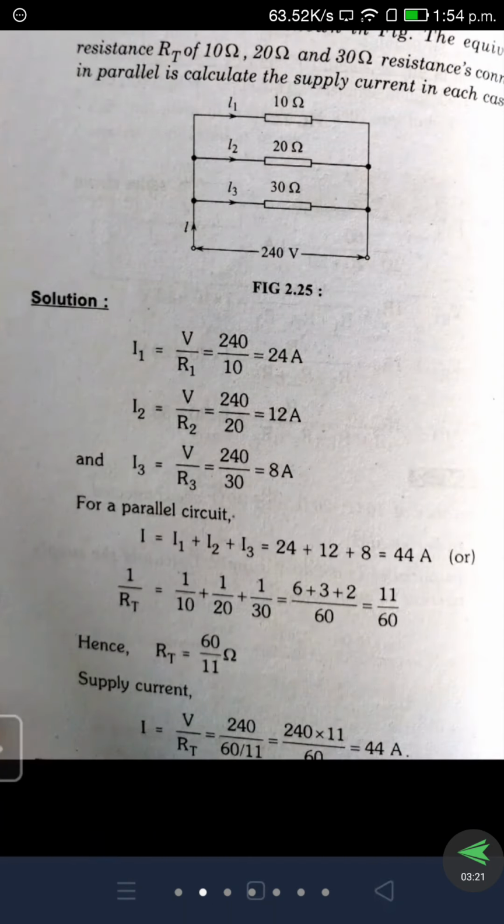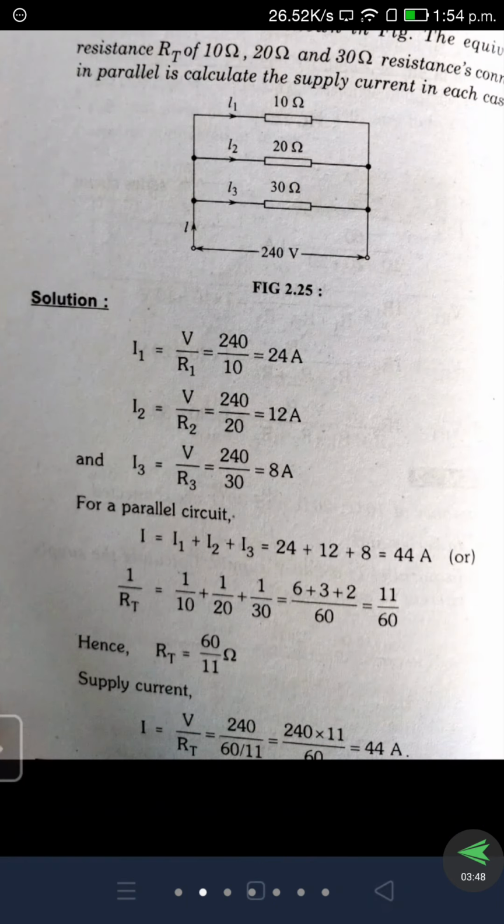To find the I value, the voltage value and resistor value are sufficient, because I is equal to V by R is the formula. The V value is given. In a parallel circuit the voltage is constant, so for I1, I2, I3, V is 240. The R values are already given in the problem: 10, 20 and 30. So we directly substitute the values and find the current values.